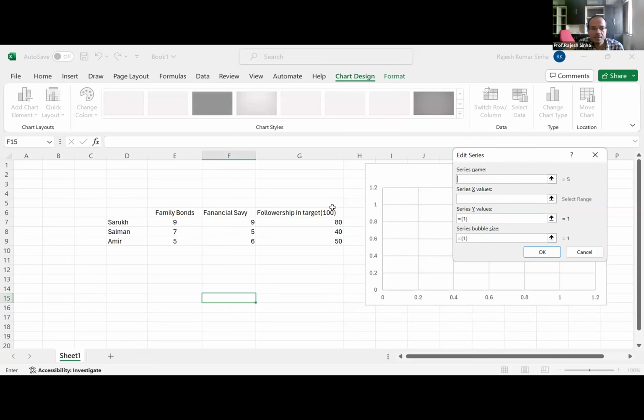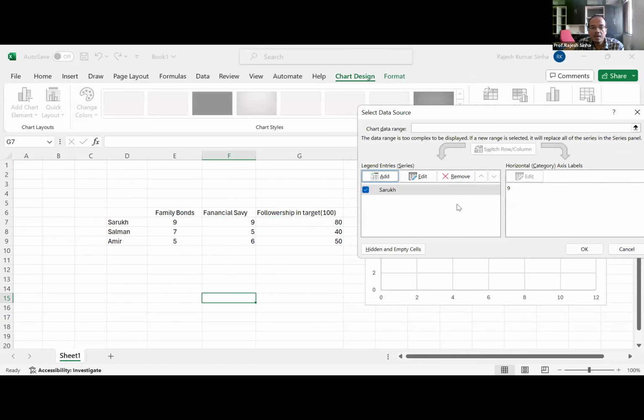Series name. I clicked on series name, clicked on Shahrukh. All right. The x-axis value for Shahrukh is 9, and the y-axis value for Shahrukh will be 9 as well. And the series bubble size will be this thing. All right, this is one. So one is ready. I have to make a similar thing by adding another bubble.